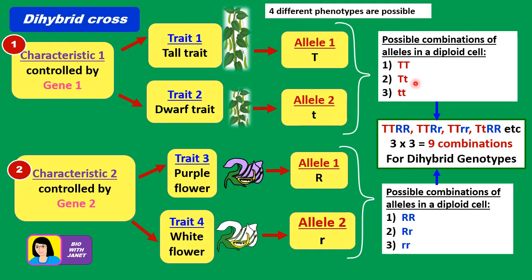Okay, so each one of these genotypes can combine with any one of these genotypes here, depending on what the genotype of the plant is, or what its traits are. That means you have 3 combinations of alleles for height, combined with 3 combinations of alleles for flower color. So you get 3 times 3. There are 9 possible combinations for dihybrid genotypes. Okay, so this is just for our knowledge. There are 9 possible combinations for the dihybrid genotypes.